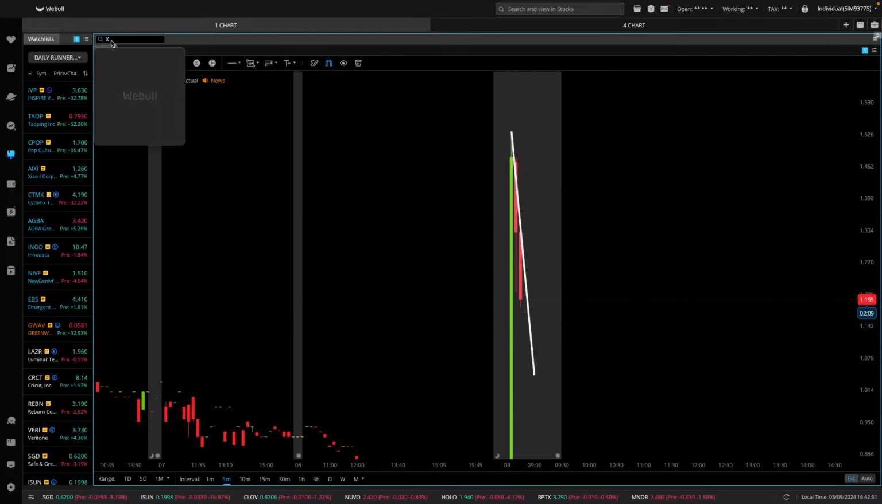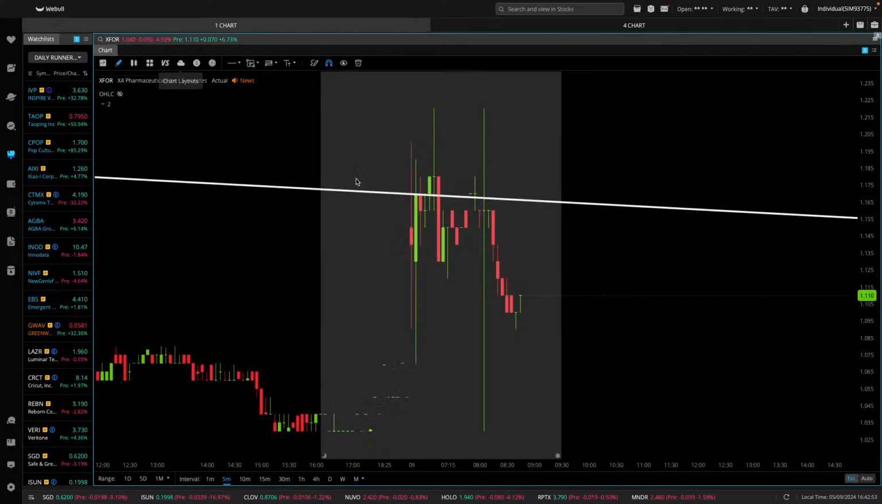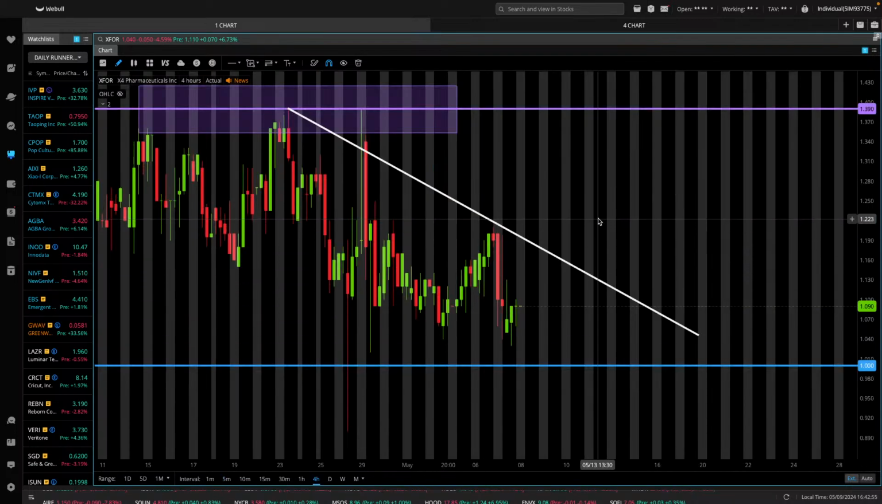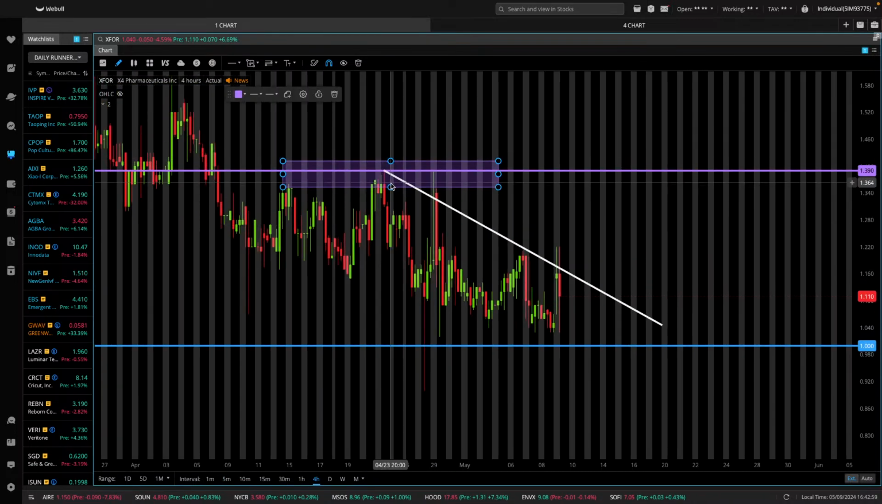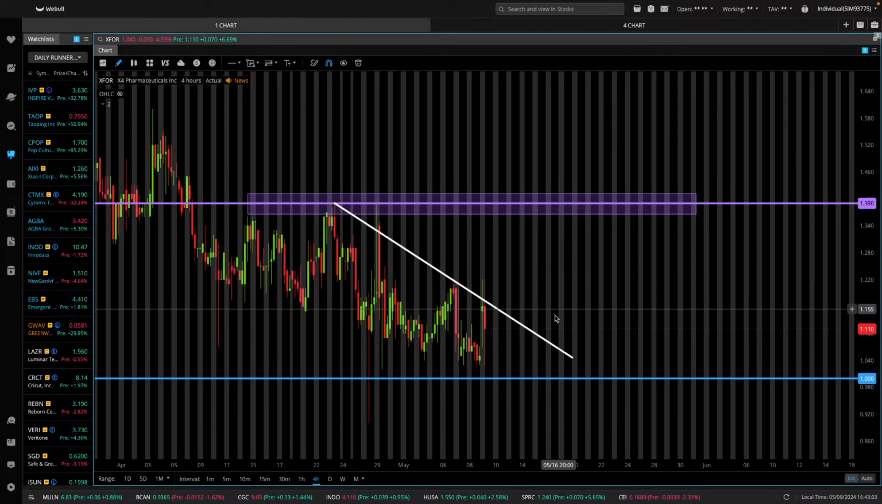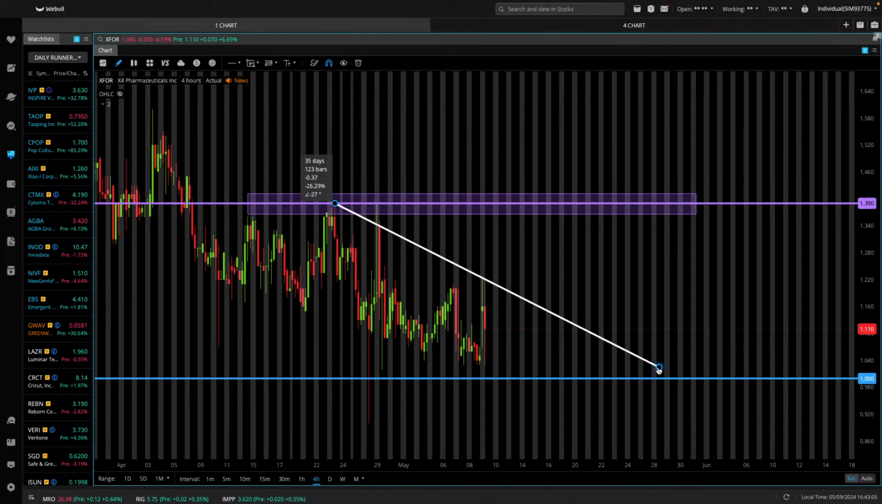X4. Let me have a look at X4. I know X4 is a former runner. At the moment, it is bearish. There's not much volume on it. You can clearly see by the smaller time frames. But yeah, at the moment, it is just in a downtrend.